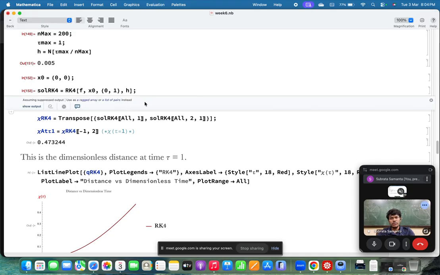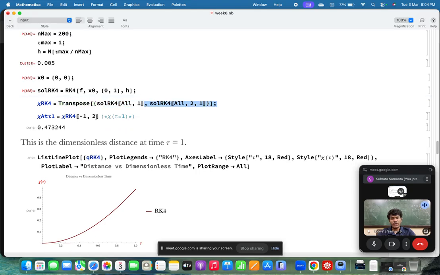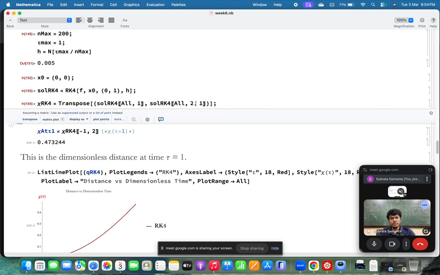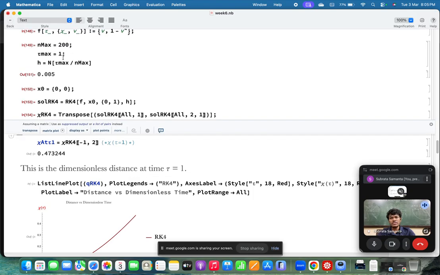So you just run this, and then you extract the values of chi. The first one gives you the values of tau, and the values of chi are stored in the second component of the array. Then you extract the values of chi at tau equals 1. Tau equals 1 is the maximum, so you extract the last element in the array, and the second one, because the first one is tau.